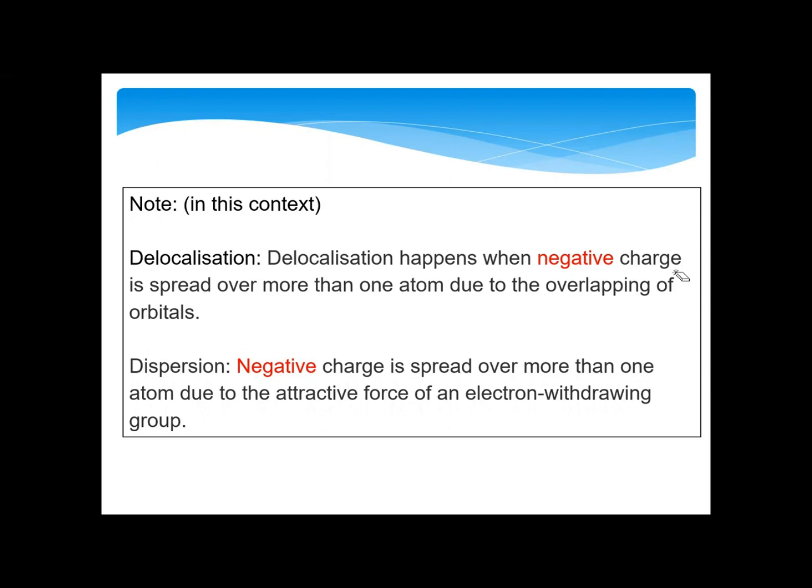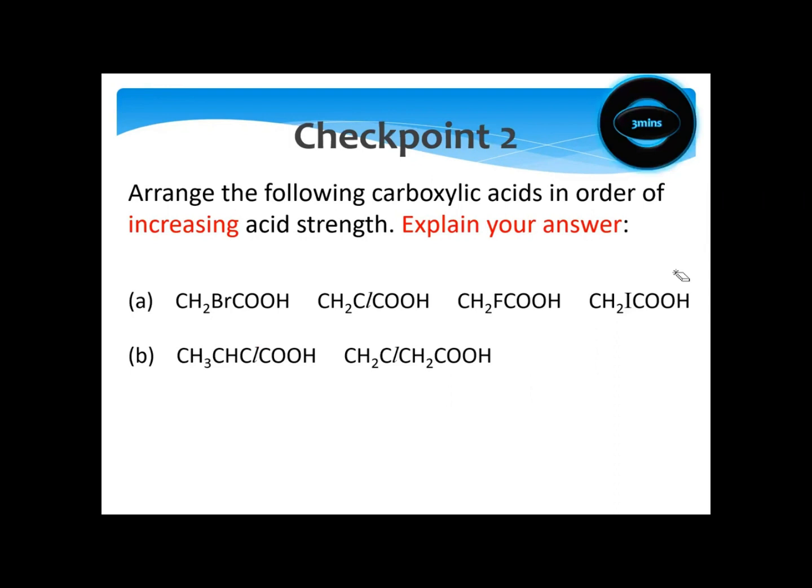And with that, we come to checkpoint 2. Now we are going to look at the following carboxylic acids and arrange them in order of increasing acid strength. So what will we be thinking about? Three minutes to attempt first on your own.